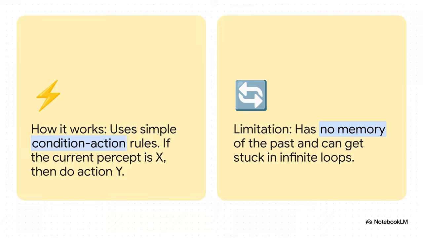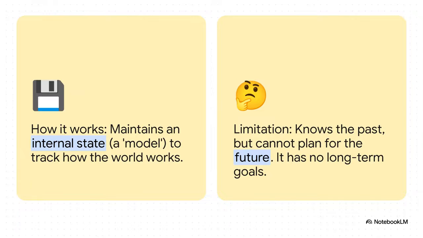It has zero memory. And that can lead to some really dumb behavior, like a robot vacuum cleaner just bouncing between the same two walls over and over again because it can't remember it was just there a second ago. So to fix that whole no memory problem, we take a step up the ladder to the model-based agent. This agent actually keeps an internal model of the world. It tracks things even when it can't see them anymore. So now our little robot vacuum can actually map out the room. Big improvement. But it's still just reacting to what's happening right now. It doesn't have any concept of the future, no long-term goals it's trying to achieve.